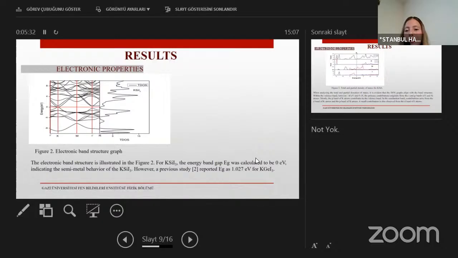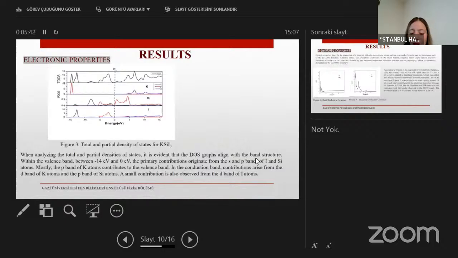There is material similar to our study in the literature, but our study is not in the literature. And when total and partial density of states graphs are examined, it's observed that they are in agreement with the band structure. In the valence band, the K-P band contribution is dominant in the low energy range between -15 and -10 electron volt. There is also a contribution from the S band of the I atom.